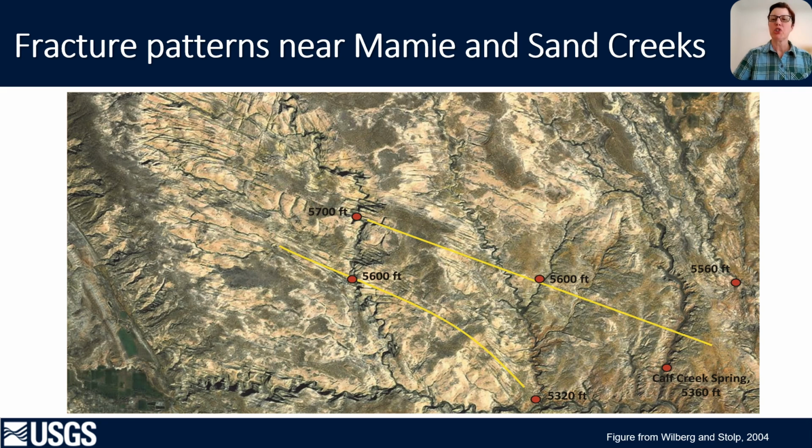However, here is an image showing the fracture patterns in the Navajo sandstone between Mamie and Sand Creeks. The yellow lines are shown to highlight the orientation of the fractures in relation to the creeks. As is evident, the orientation of the fractures is relatively perpendicular to the tributary streams, indicating that groundwater could discharge into these fractures and very easily flow to the streams.